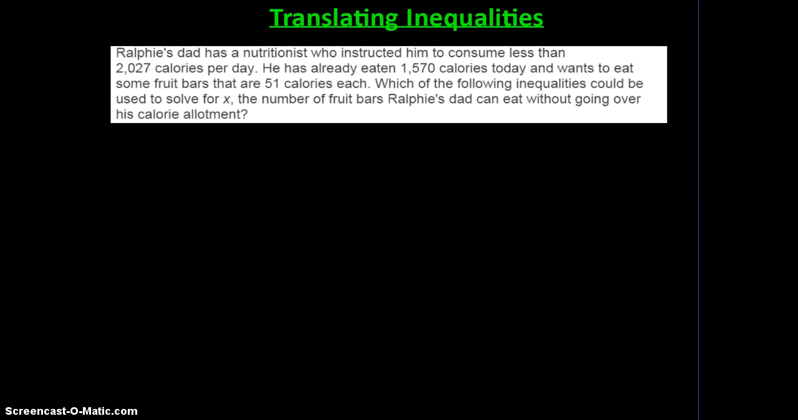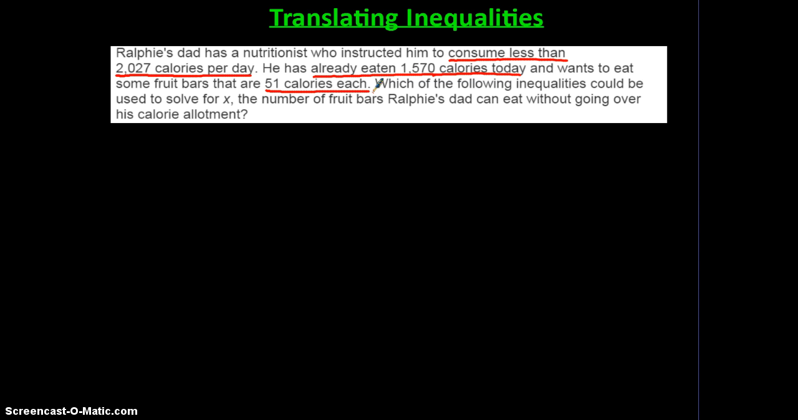Here's another example translating. This time we're talking about someone who's a nutritionist, and they want this person to consume less than 2,027 calories per day. Now, the person in question has already eaten 1,570 calories in this day, and they want to eat some fruit bars that are, in this case, 51 calories each. This is good for if you're maintaining a diet or whatever.